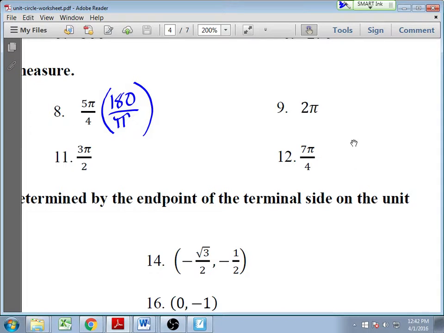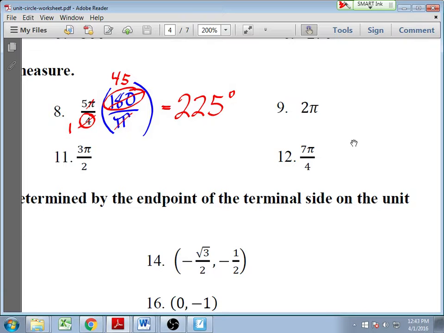So I can divide 180 by 4. So I can cancel out my pi's. They become 1s. My 4 becomes a 1. My 180 becomes 45. So now I have 5 times 45. I only have 1s on bottom. 225 degrees.